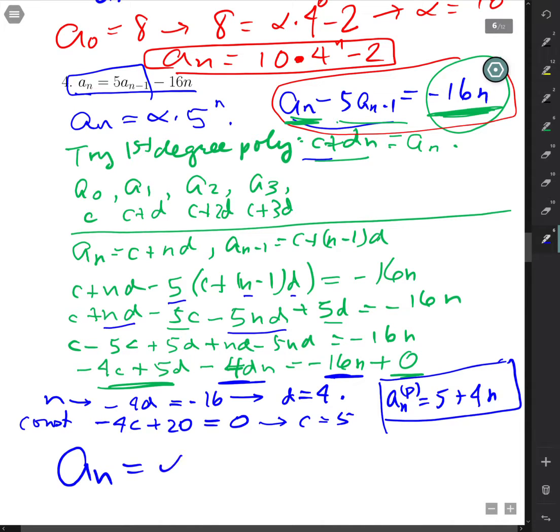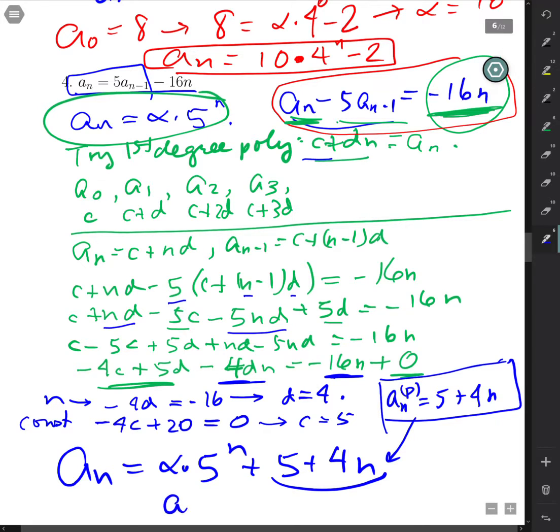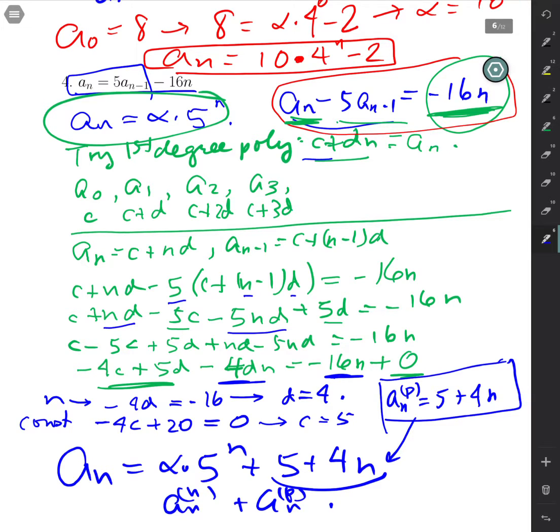An is equal to alpha times 5 to the n, right? That's where we started off with this thing. And then plus 5 plus 4n, and that's the particular part. This is our ANH plus ANP, right? There's no initial condition here, so we'll leave it like that, and that's just our general solution.